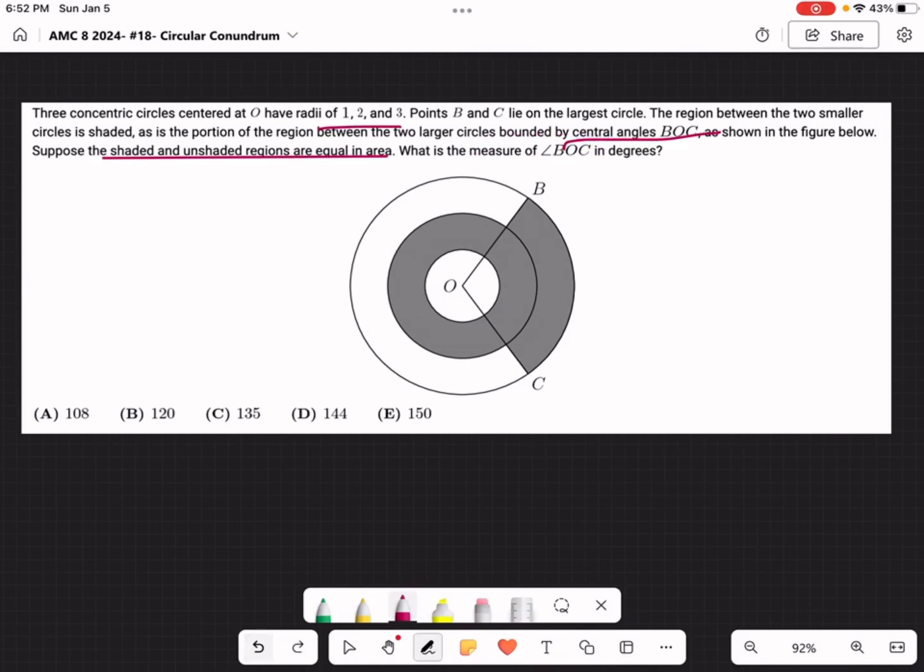Okay, so this problem revolves around circles, obviously, right? We have three circles here, and in the end, we have to find this angle BOC. So how are we going to do this?